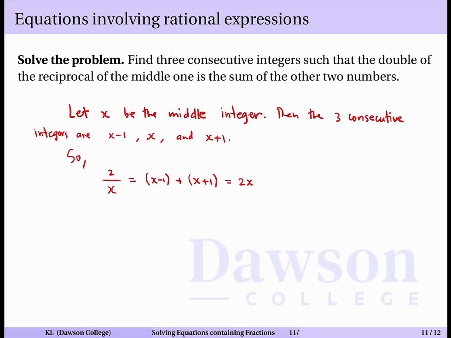Thus, solving for x, multiply both sides of the equation by x, we will have 2 equals 2x squared. If we divide everything by 2, and then use the symmetry property, let us just interchange their positions relative to the equal sign. We will have x squared equals 1. And this means that x equals 1 or negative 1.